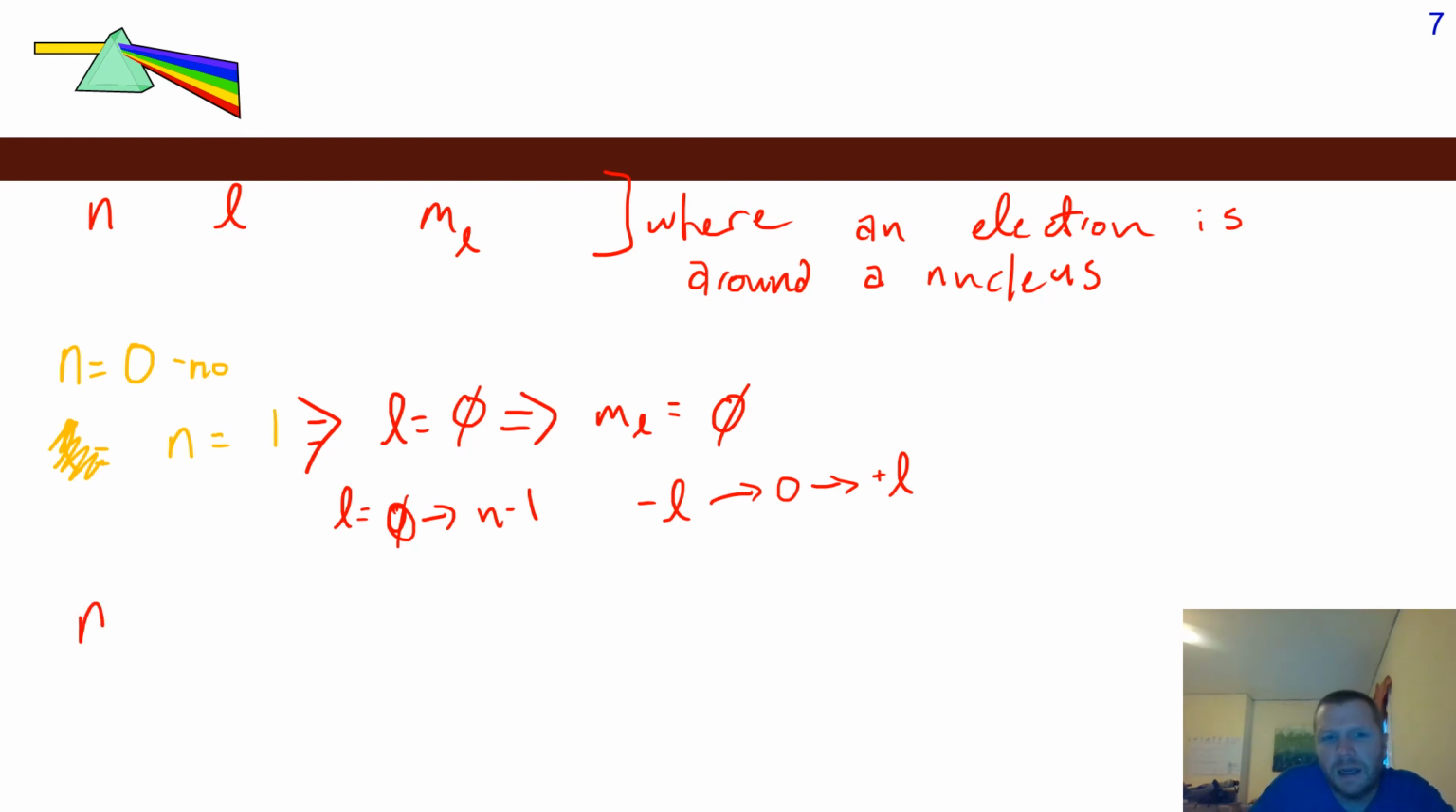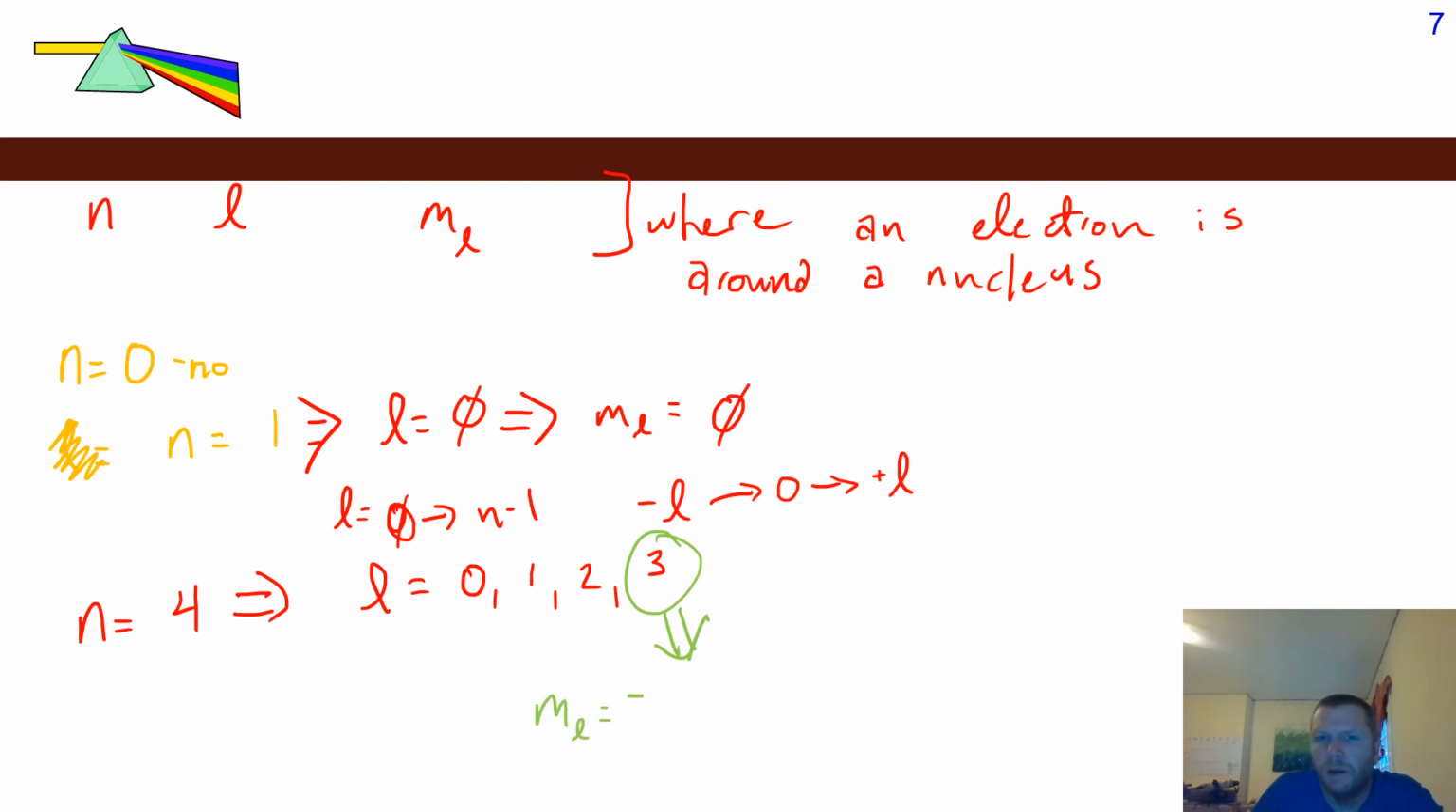So now let's say that n equals 4. If n equals 4, then L has several possible values. It could be 0, 1, 2, 3. Now we would take one of these values. Let's take 3. If L equals 3, then m sub L gives us a range from -3 to -2 to -1 to 0 to +1, +2, and +3.